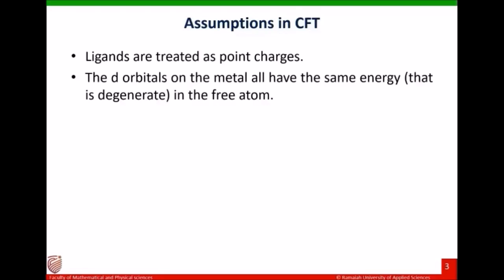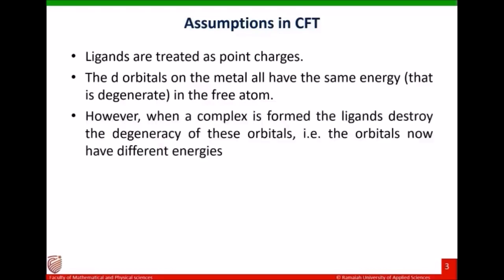And when you studied CFT in your PUC, you took a few assumptions. They are: ligands are treated as point charges. The d orbitals on the metal all have the same energy in the free atom. So we can say the d orbitals are degenerate orbitals. However, when a complex is formed, the ligand destroys the degeneracy of these orbitals. That is, the orbitals now have different energies.